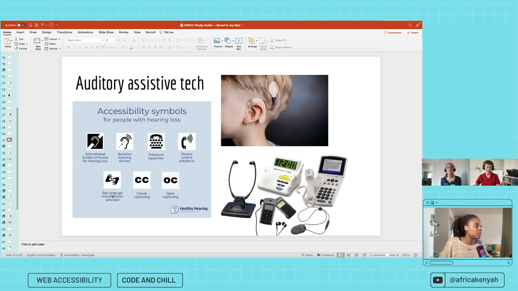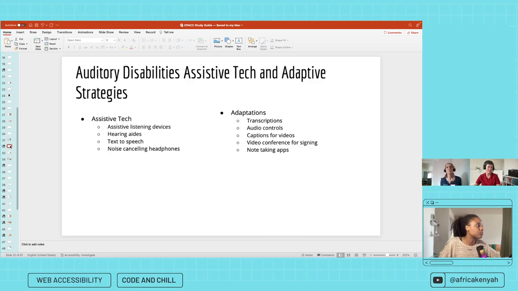And then the last one is sign language interpretation provided. It's two hands with the okay symbol, but one hand has the okay symbol going up and one hand has the okay symbol going down. And then the closed captioning and open captioning are just the letters. Cool, thank you. My pleasure.